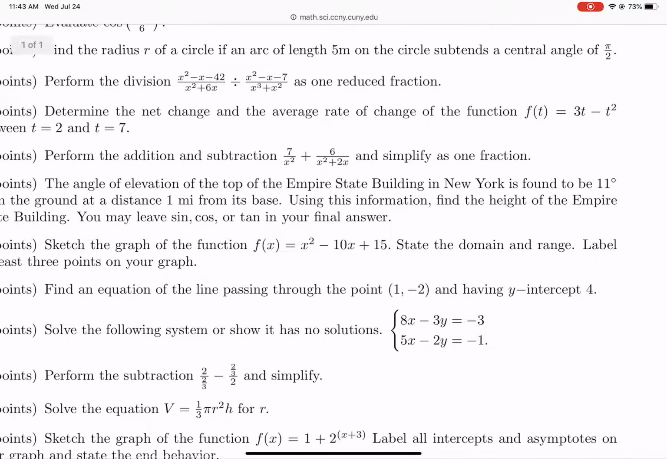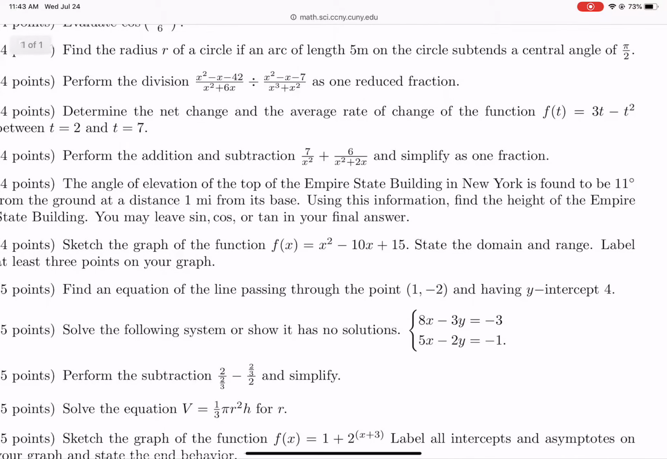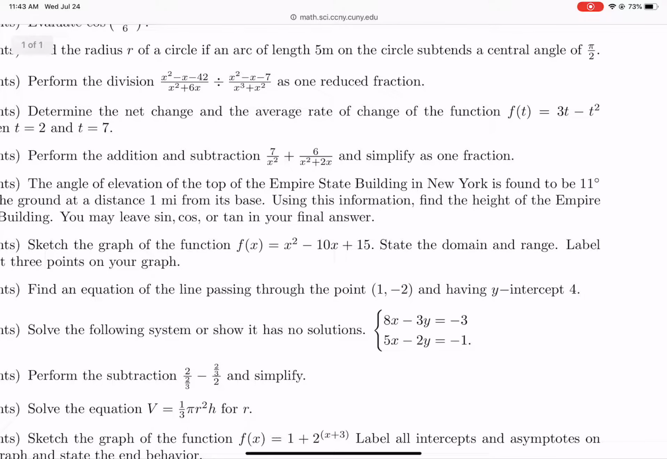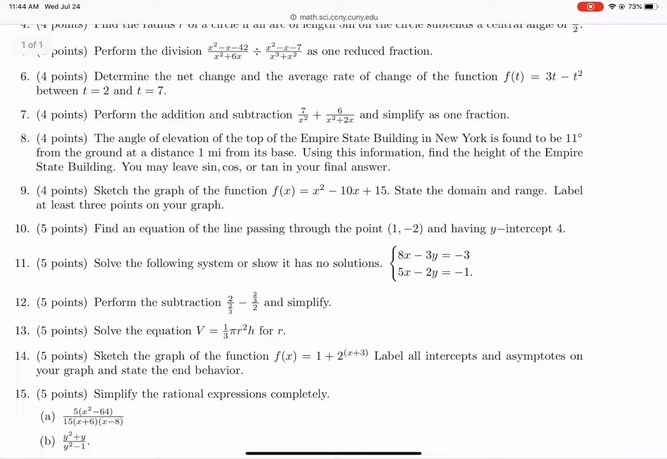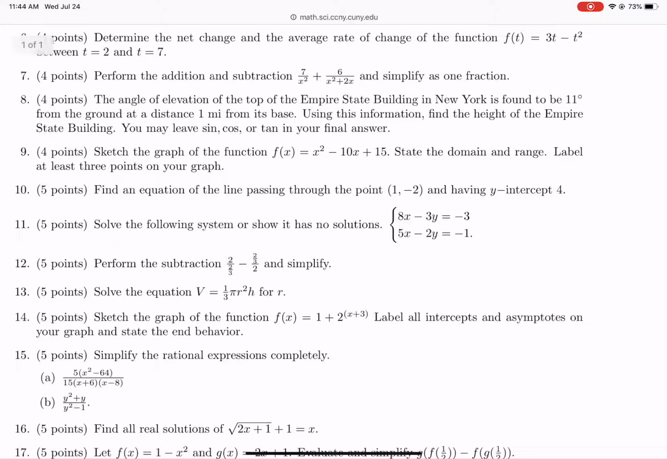So if you did this, you'll get sine of 11 degrees times 1 mile. If you want to know the units of the answer, it will be measured in miles. But you wouldn't have to know the value of sine of 11 degrees.